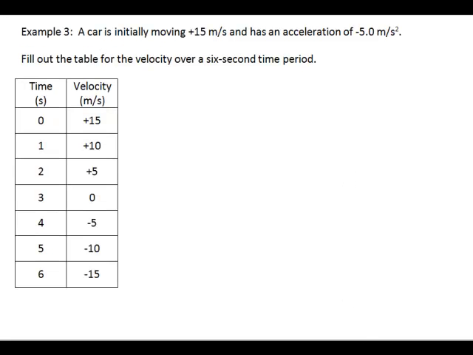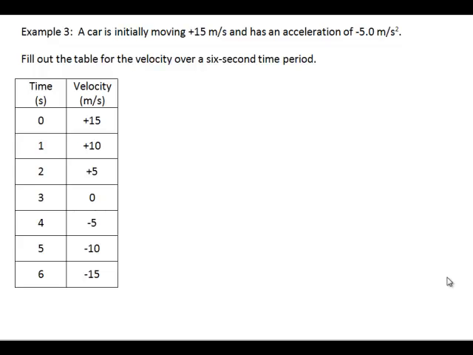So here is the table filled out. The velocity starts at plus 15, goes to plus 10, plus 5, 0, negative 5, negative 10, and negative 15 meters per second, following the acceleration of negative 5 meters per second squared, meaning the velocity changes by negative 5 meters per second every second that passes.